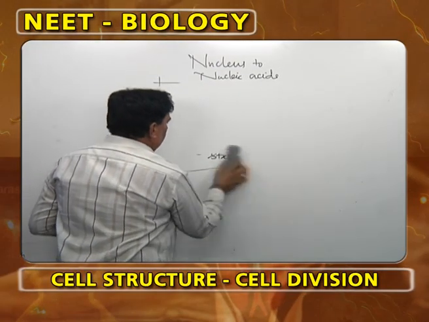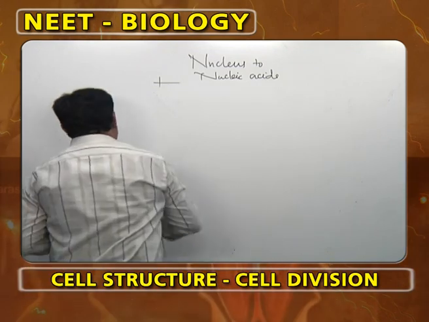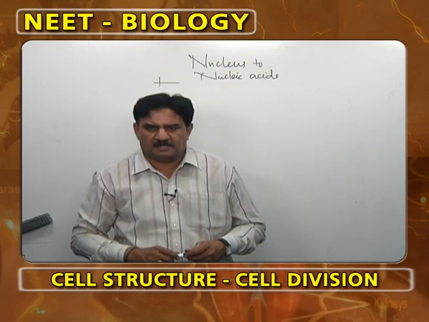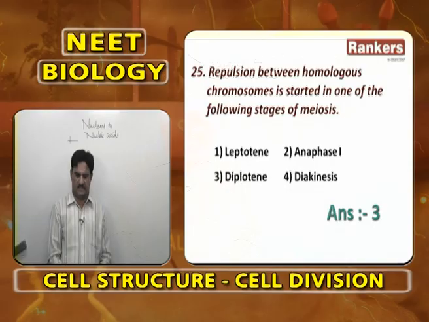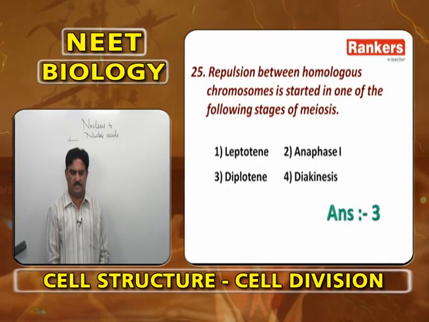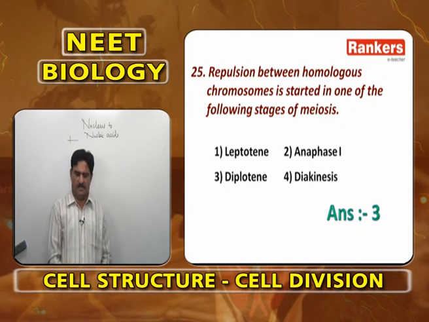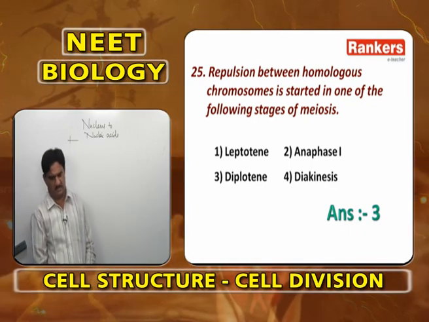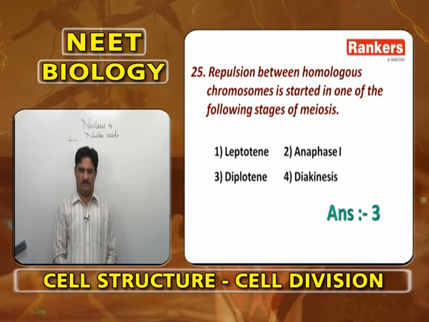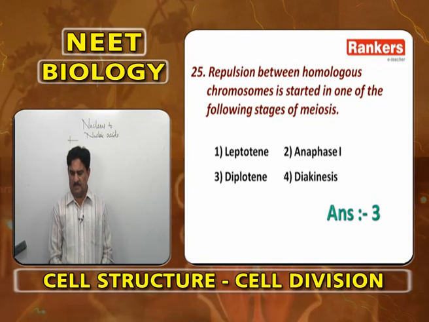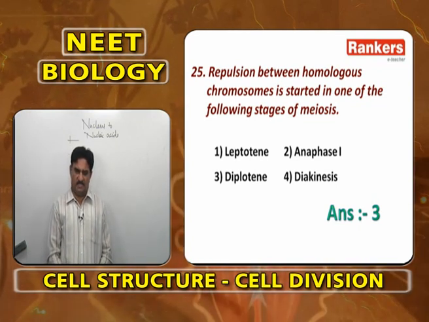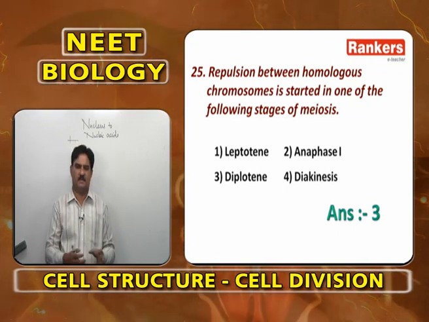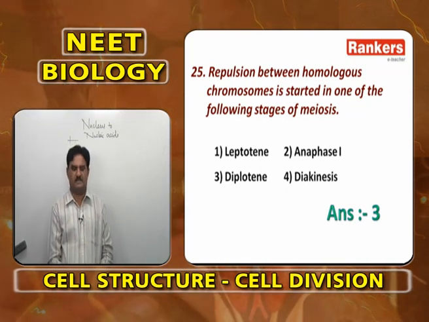So, pairing between homologous chromosomes takes place in zygotene. Crossing over between homologous chromosomes occurs in pachytene. Repulsion between homologous chromosomes starts in diplotene. In leptotene there is absolutely no homologous chromosome pairing. Diakinesis is terminalization. Anaphase 1 is disjunction between homologous chromosomes. Diplotene is the repulsion between homologous chromosomes. Why? Because in this stage only the dissolving of the synaptonemal complex completely happens.